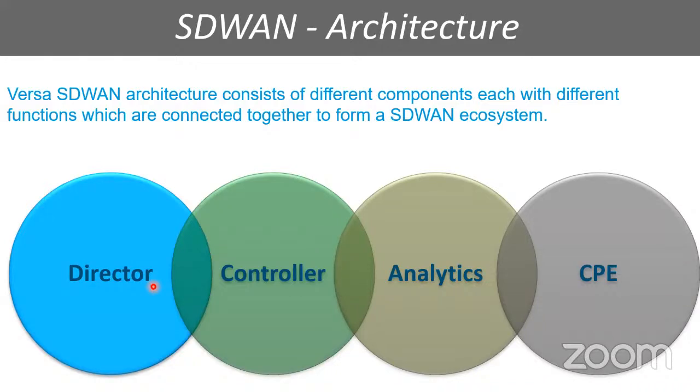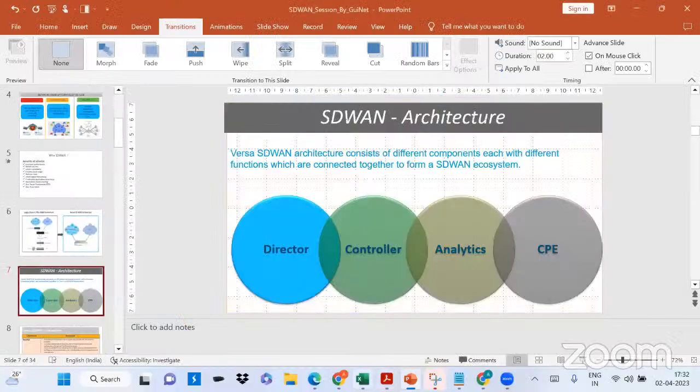The second component in Versa is the Controller. The Controller acts as a route reflector. If anyone has worked on service providers, they know what an RR is. Its main job is to reflect the BGP routes from one peer to another peer. Similarly, all this capability the Controller has, and it exchanges the routing information between the branches and analytics also. And I will try to show my screen also.